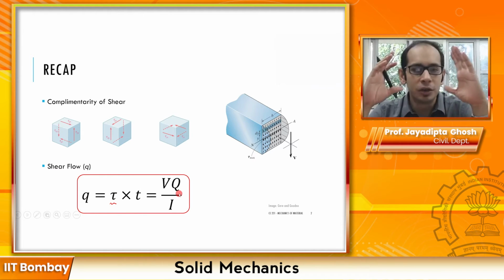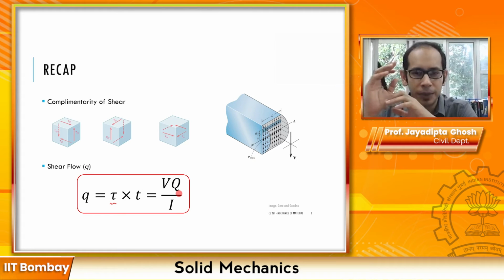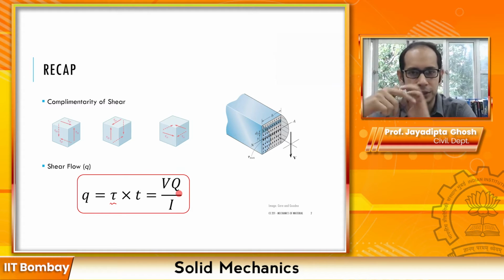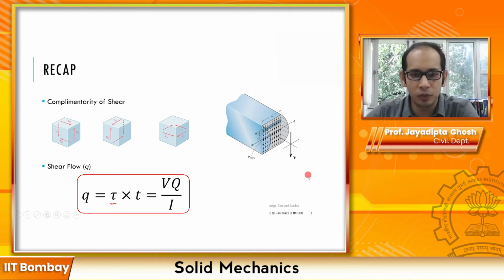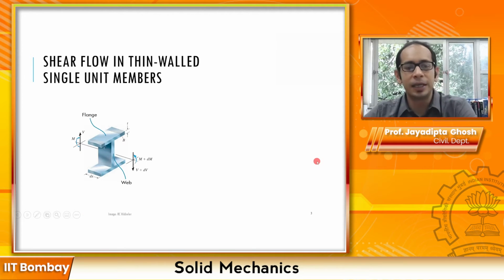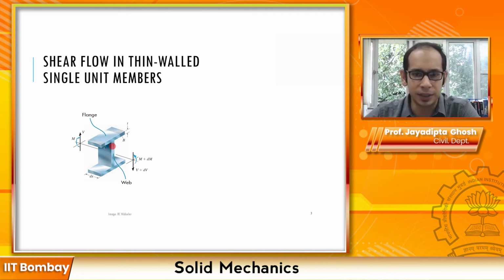Okay, now with these concepts being clear, the complementarity of the shear and what is the shear flow, let's go ahead and look at some thin walled sections. The first thin walled section which we are going to look at is this I section over here. See, this is what we wrote, that the top part which you see over here is known as the flange. This bottom part is also the flange, and in between what you have is known as the web. So these are very common terminologies in these thin walled I sections that you see.